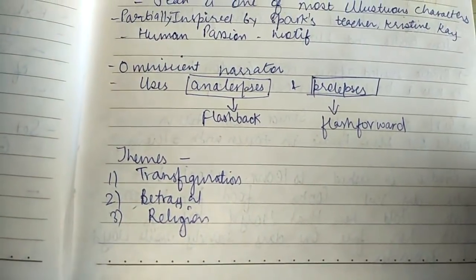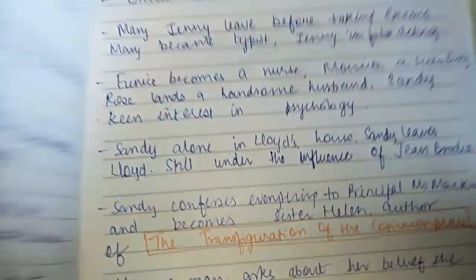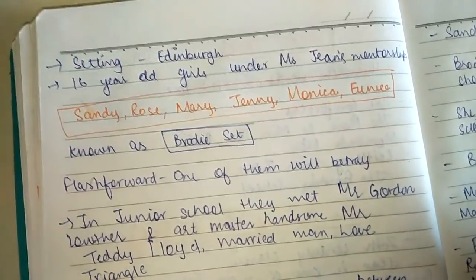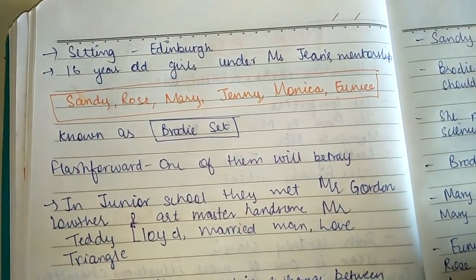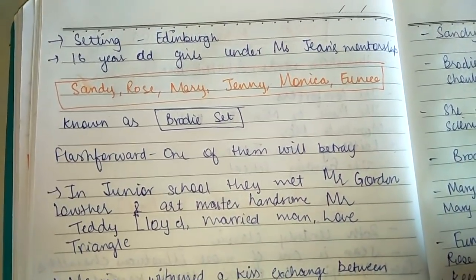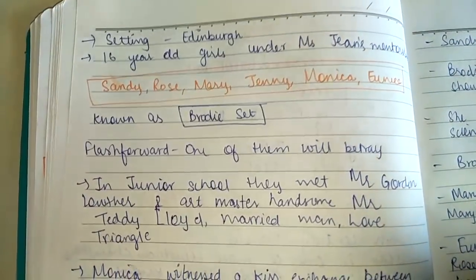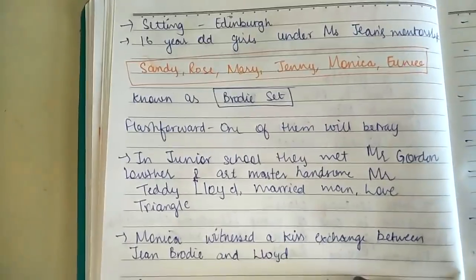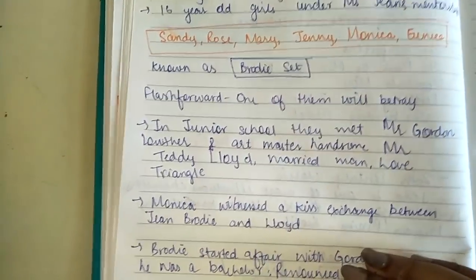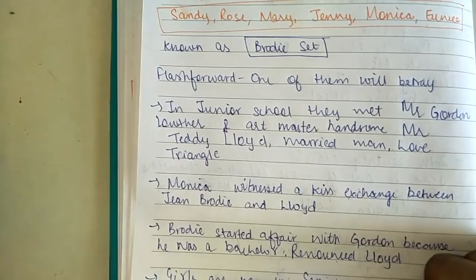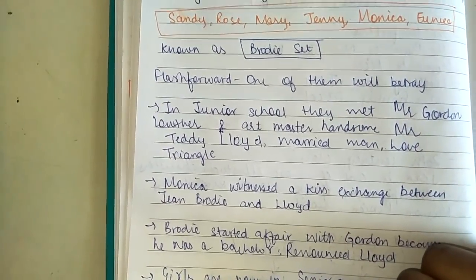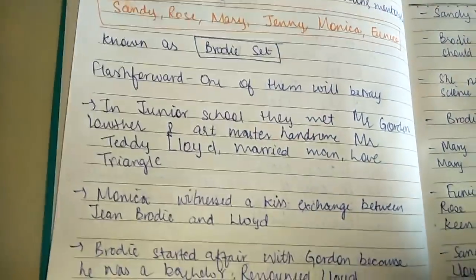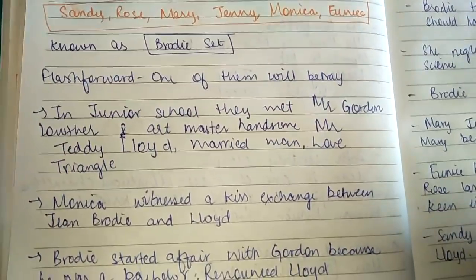Now themes are transfiguration, betrayal, and religion. Setting is in Edinburgh. 16-year-old girls. There are 6 girls who are 16-year-olds and they are under Miss Jean's mentorship. They are known as the Brodie set. And we also get to know that there is a flash forward where we get to know that one of them will betray her. They are in junior school and they meet Mr.